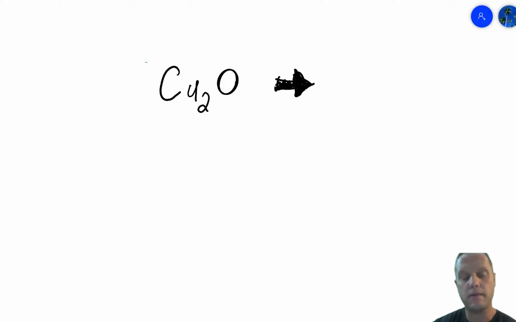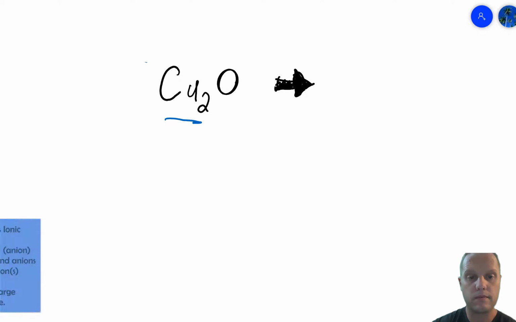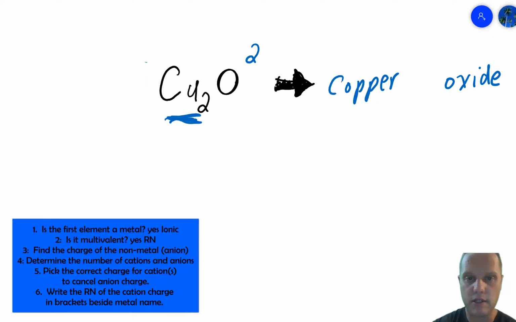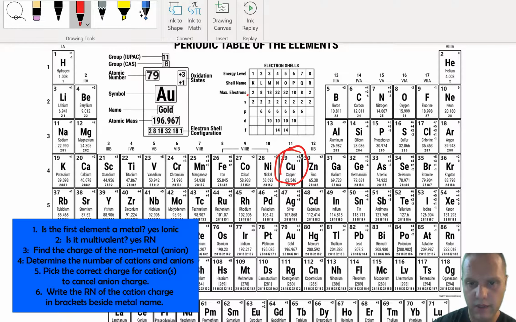So let's try another one. Here we have Cu. Cu is a metal, therefore I know it's ionic. I'm going to write down copper oxide. Now remember from our periodic table that oxygen has a 2 negative charge. We know that we need to use Roman numerals if copper has multiple charges. Let's find copper on the periodic table. Copper is multivalent because it has multiple charges. It has a 1 or a 2.